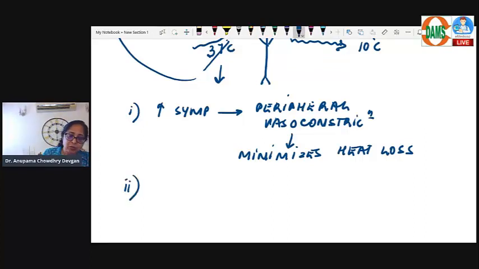The second is what is called non-shivering thermogenesis.